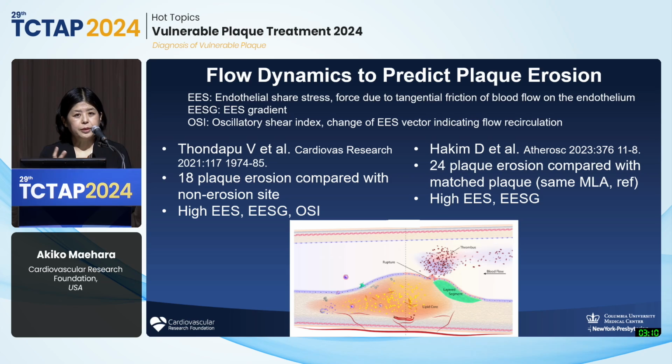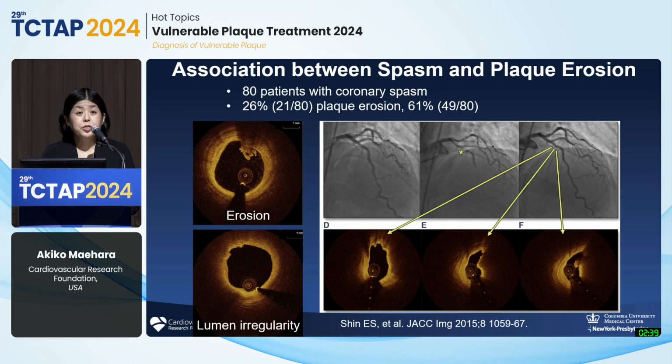And there are two important aspects which I think two separate groups showed almost consistent data. If we look into the plaque erosion, at the site, higher endothelial shear stress, and also the gradient of the endothelial shear stress is higher compared to the adjacent segment or compared to the control group, having the same MLA and reference lumen area. So those kinds of focal high shear stress could be important to predict future plaque erosion events. And the other thing is, I do think, the spasm.